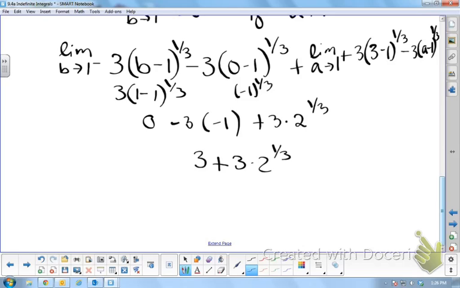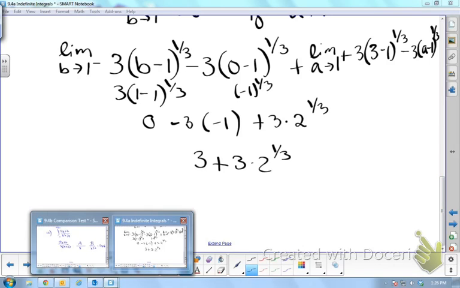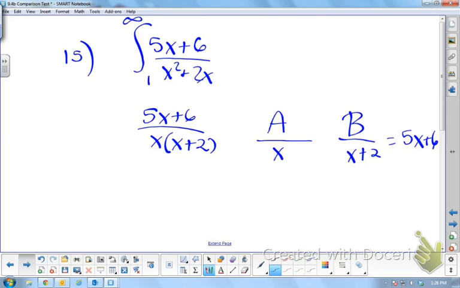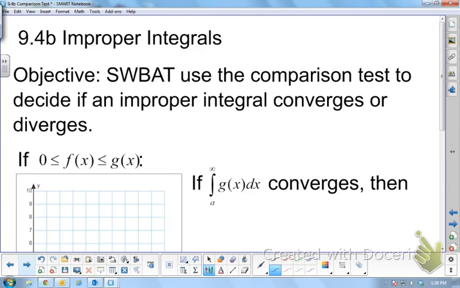So that finishes up what we were going to finish talking about yesterday. And then now we're going to talk about something called the comparison test.